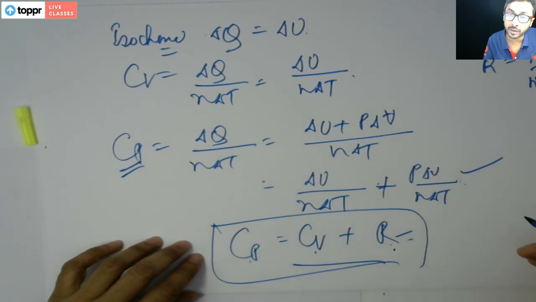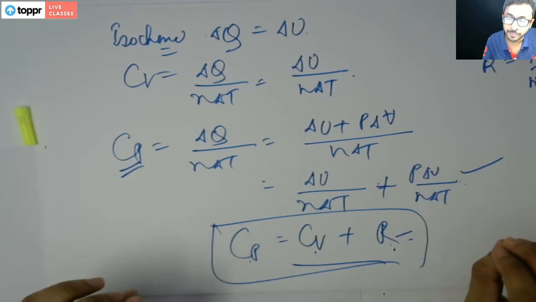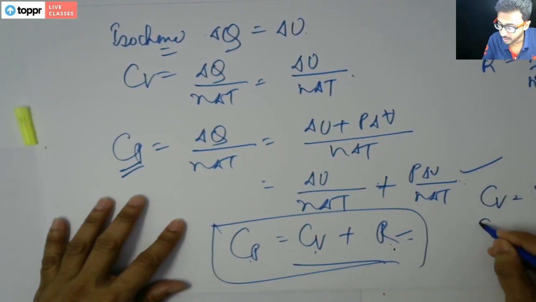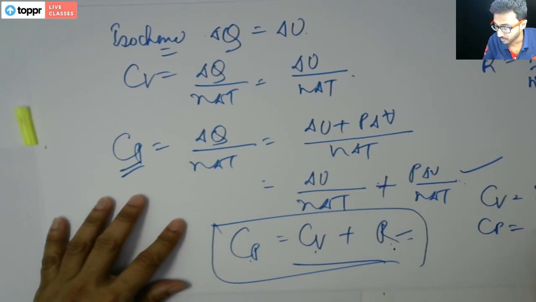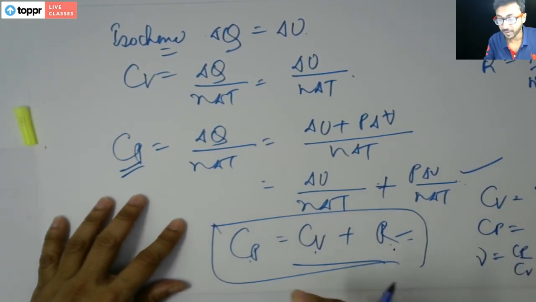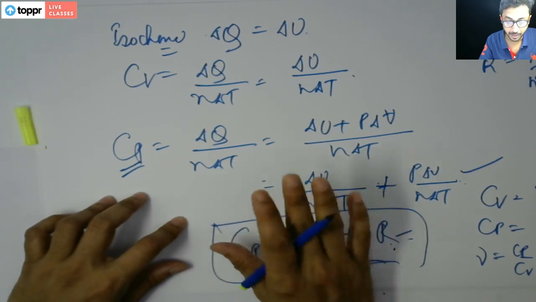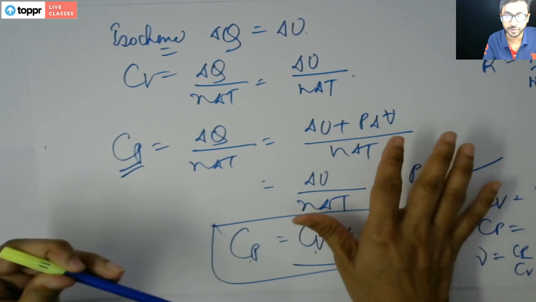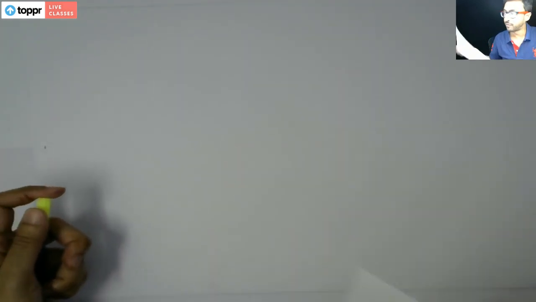And for monoatomic gases, we have CV equals 3 by 2 R, so CP will definitely be 5 by 2 R, and gamma, which is CP by CV, is 5 by 3. Okay, this is more or less the theory of thermodynamics. Let us solve a few problems.